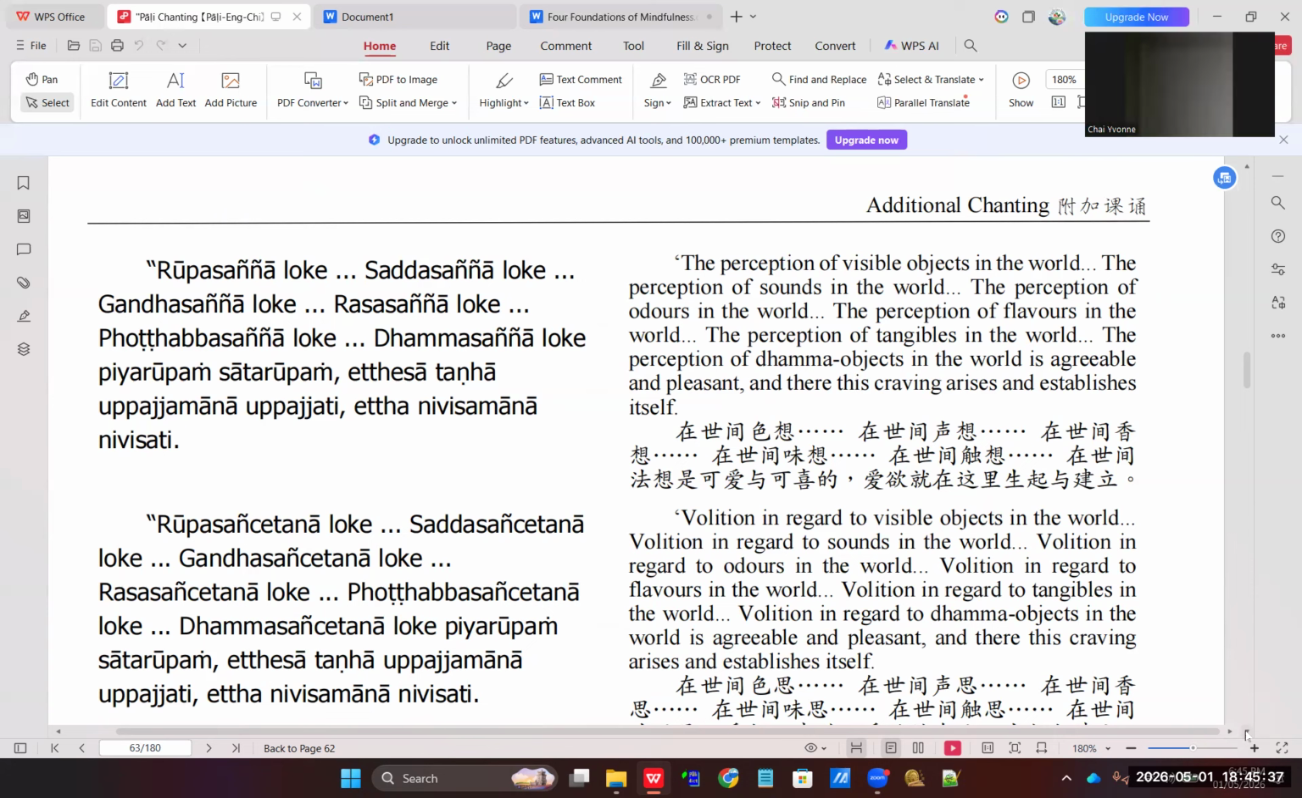This one. Okay. The perception of visible objects in the world, the perception of sounds in the world, the perception of odors in the world, the perception of flavors in the world, the perception of tangibles in the world, the perception of Dharma objects in the world is agreeable and pleasant, and there this craving arises and establishes itself.